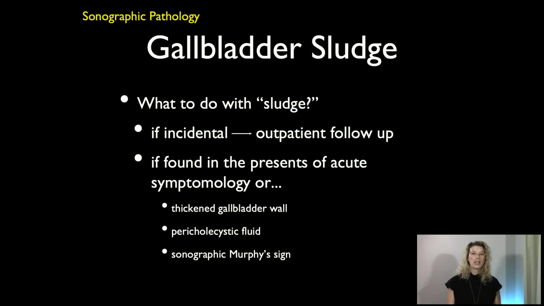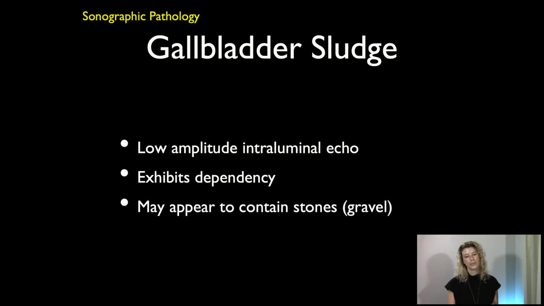So if you find it in the presence of gallbladder wall thickening, pericholecystic fluid, sonographic Murphy sign, you're thinking, even if you don't see an obvious stone, that this is cholecystitis. It's low amplitude intraluminal echo, and essentially what that means is it shows up as a darkish gray. It definitely exhibits dependency, and this is relevant because there are some ultrasound artifacts that can mask themselves as sludge. We'll get to that later.